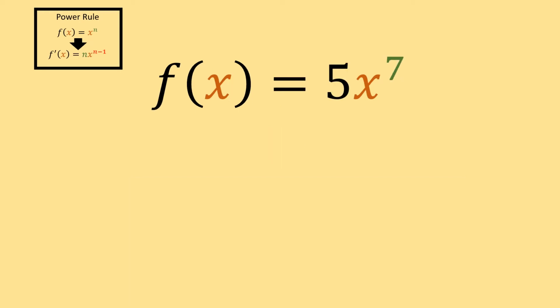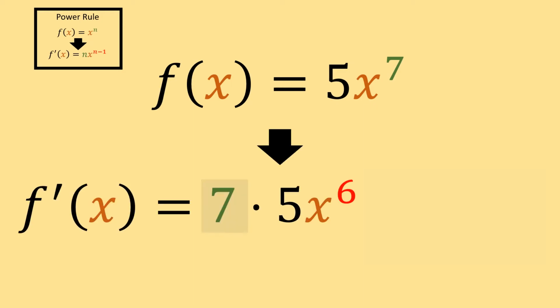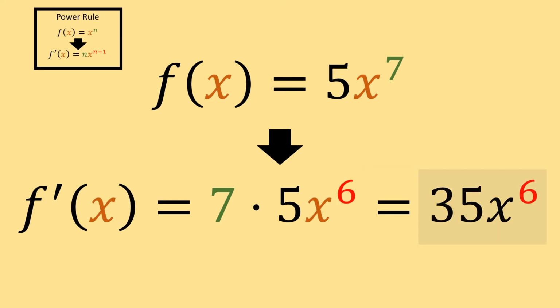So let's move to another example. Say we want to find the derivative of f of x equals 5x to the 7th power. Using the power rule here, we bring the 7 out front, but when we bring it out front, we're going to multiply it by 5. We're going to multiply the two coefficients together, and then we're going to raise x to the 7 minus 1 power, which is going to be 6. And so our derivative ends up being 35x to the 6th power. And the 35 comes from multiplying the 7 with the 5.